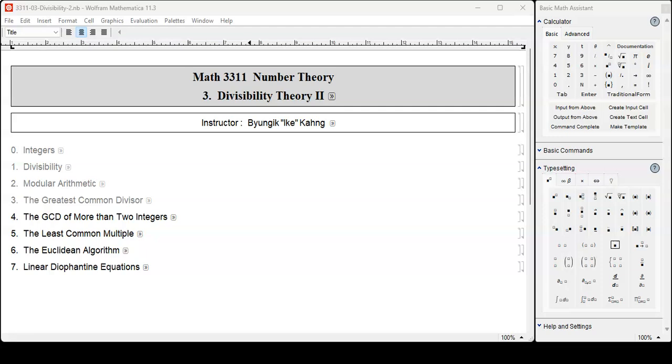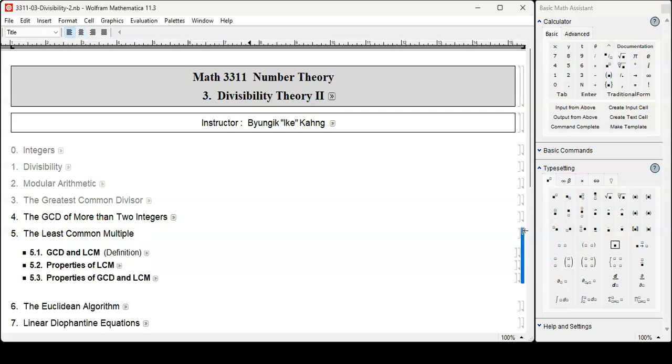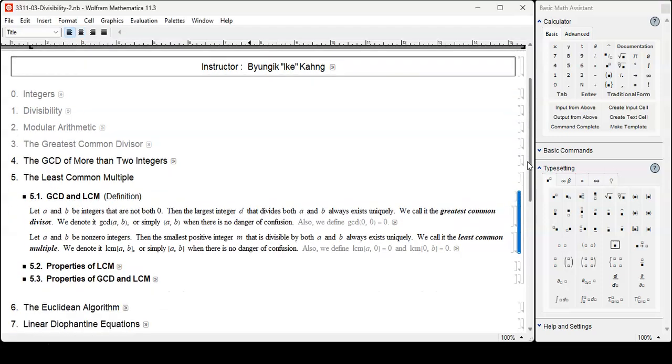Hello students, welcome back. We completed section 4 along with a brief review on lesson 2. Now let's go to section 5, the least common multiple. I hope everybody remembers the definition.